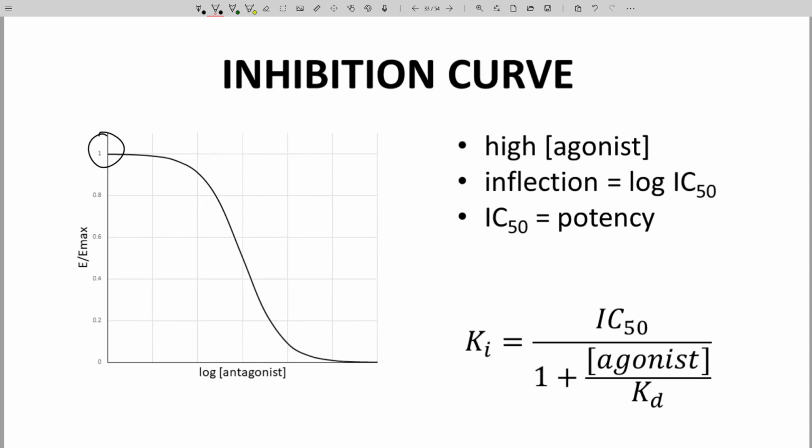We then run repeated experiments in which we have an increasing amount of antagonist present, x-axis, and see how much the response decreases. These experiments generate a sigmoidal curve that decreases in response. The inflection point is read as the log IC50 for the antagonist. It's the concentration of the antagonist required to inhibit the response by 50%. IC50 is a potency measure for antagonists.